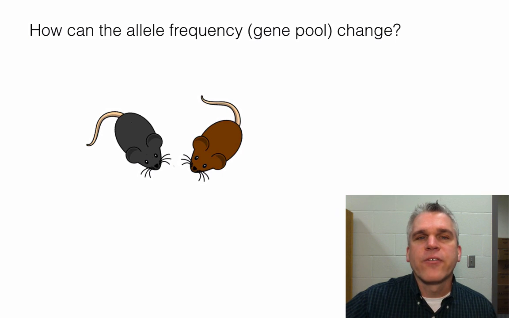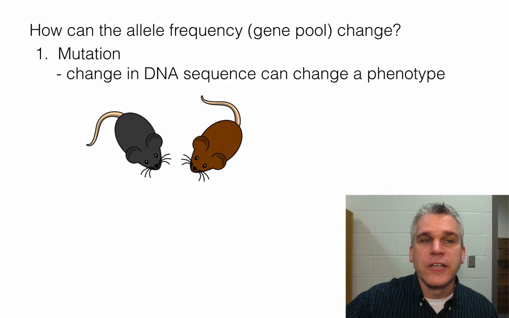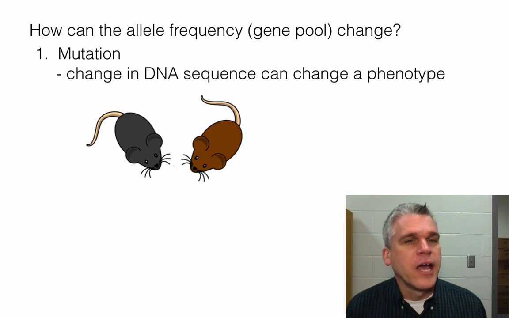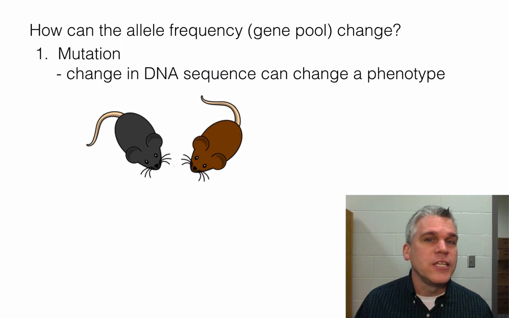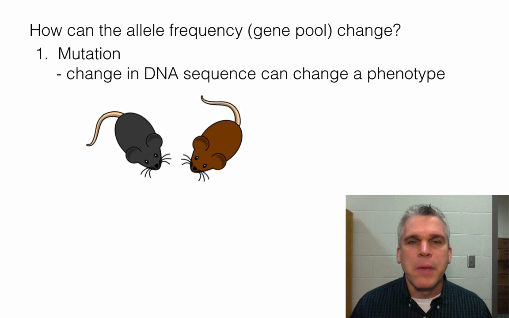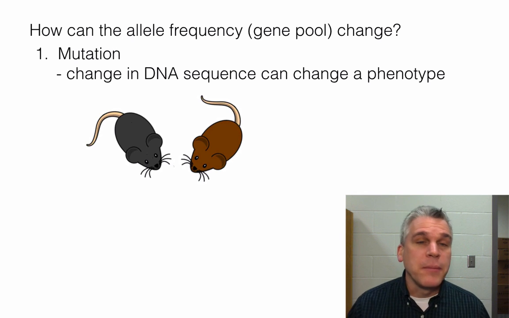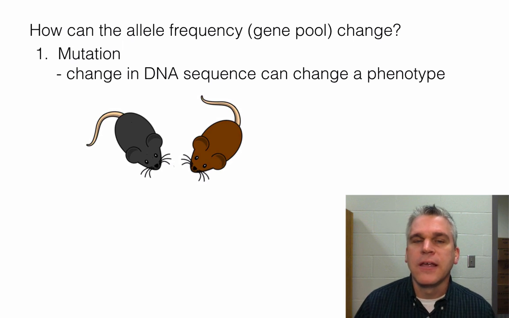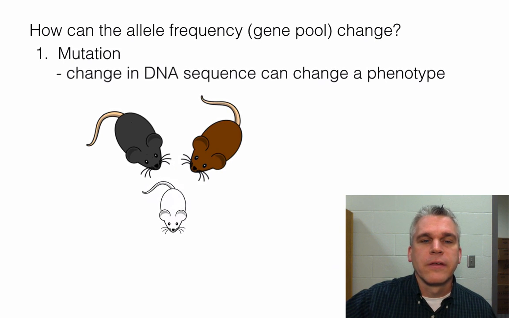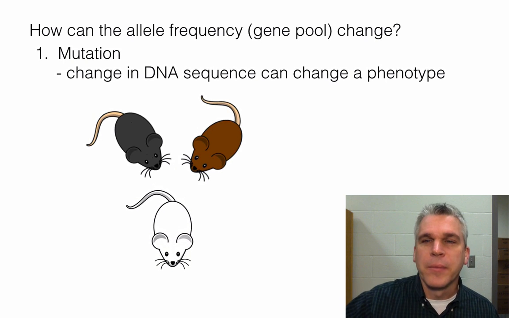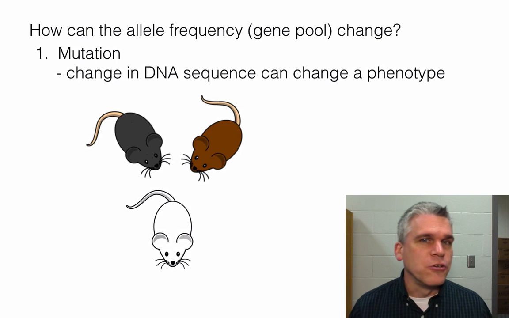There are 5 different ways the allele frequency might change. One is through mutation. A mutation is simply a change in the DNA sequence that can then change a phenotype. So let's say we have this brown and this black mouse, and they mate. We would expect to maybe get either a brown or a black mouse. But what if a mutation occurred in the gene that controls fur color, and they end up with a white offspring? Because of that mutation, there's a new phenotype.